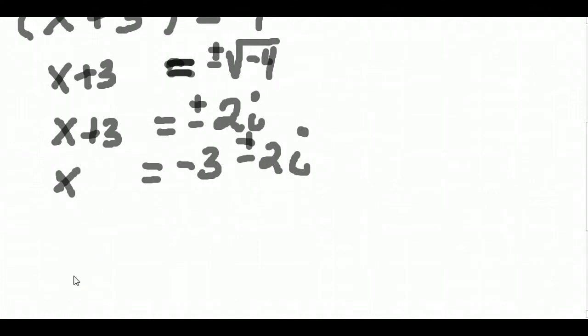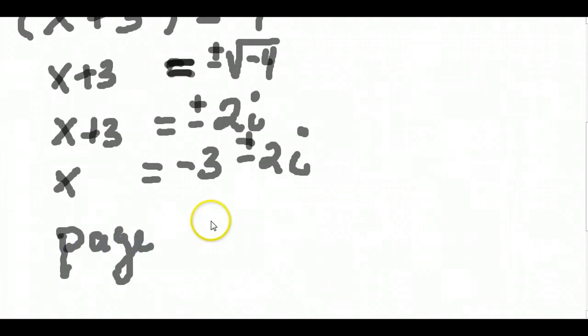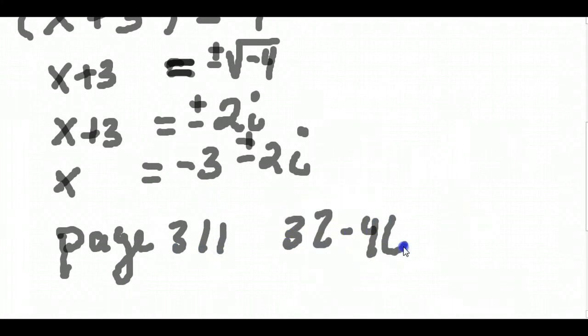Lesson 6-4-3. So you're doing page 311, 32 through 46 even. 32. Oh, I thought you said 36. I was getting hopeful. That was called wishful thinking.